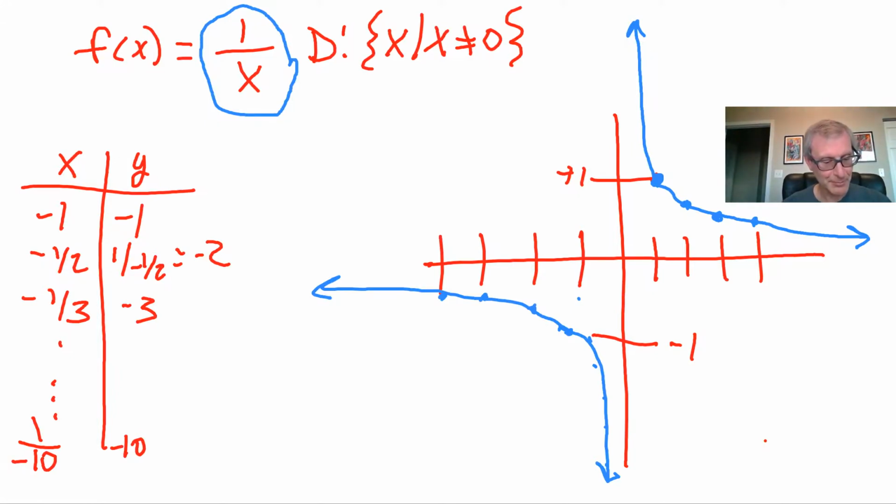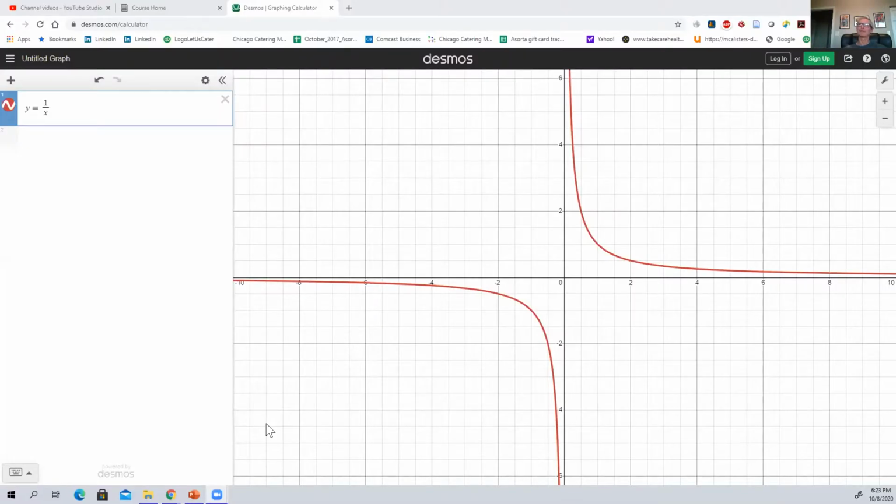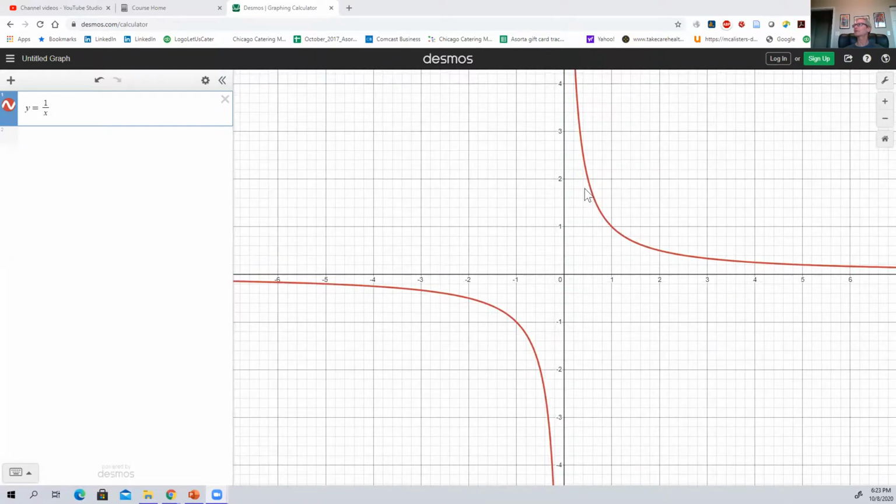So what I'm doing here is pulling up Desmos. If I share my screen, you can see that I typed in y equals 1/x, and you can see what a crazy graph that looks like. But you can see it never touches the x-axis, and so this is y equals 0. That's the horizontal asymptote. And it never touches the y-axis, and that's going to be our vertical asymptote.